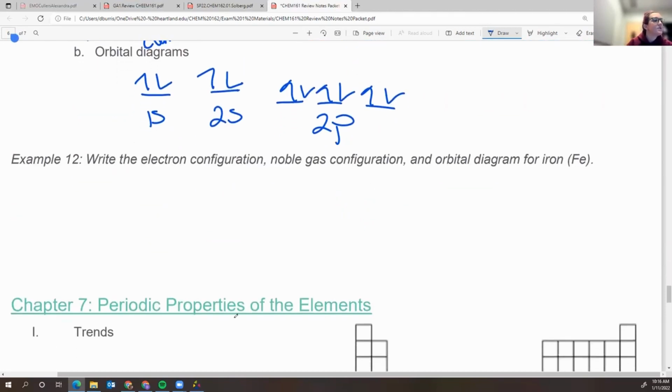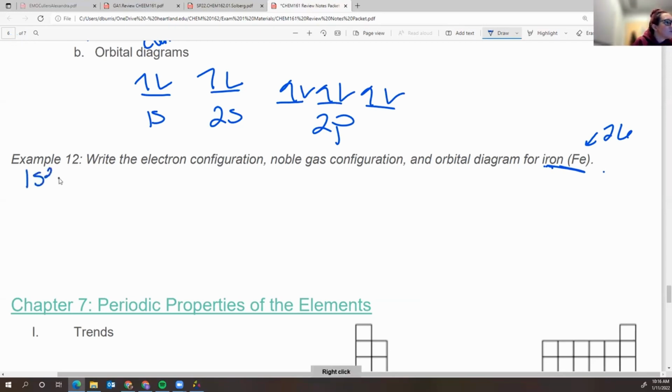All right, so we're gonna write the electron configuration, noble gas configuration, and orbital diagram for iron. And I chose iron because it goes all the way to the D block, and that'll be really helpful with our practice. So, all right, iron has 26 electrons, unless it has a charge. If it's positive, it has a few less electrons. If it's negative, that means more electrons. Don't forget that.